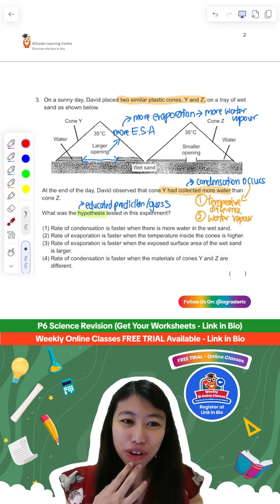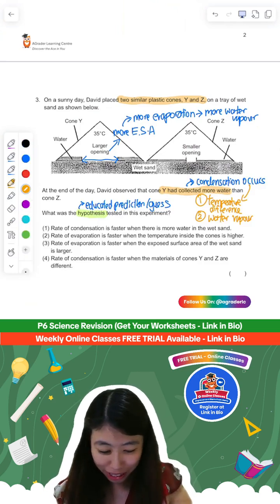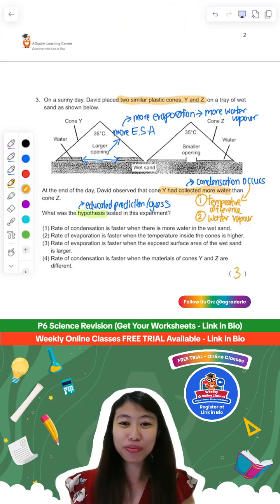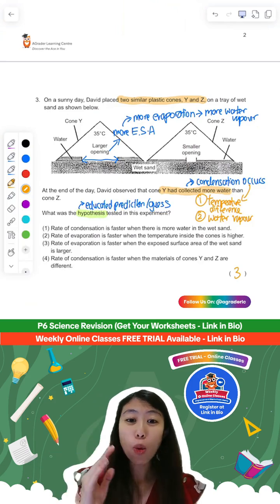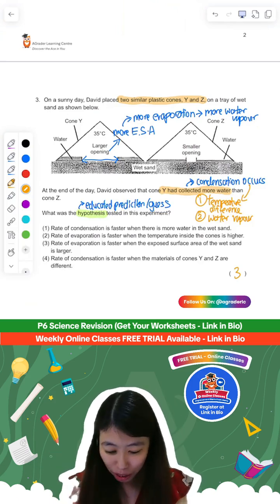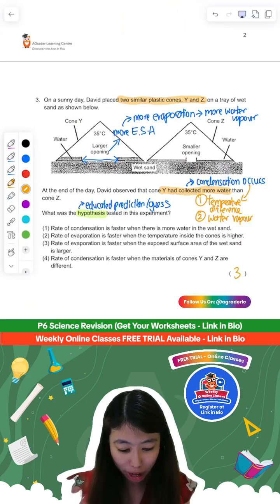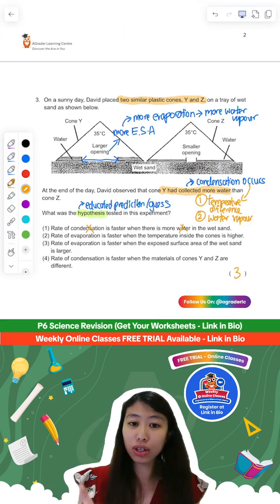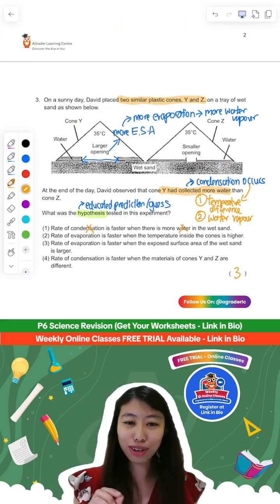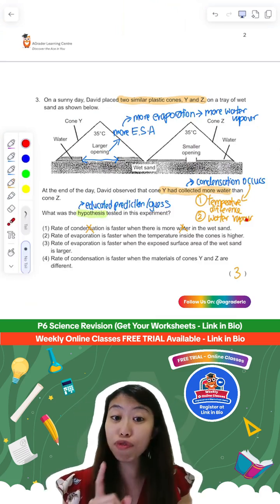Okay. The correct answer is three. Most of you got it correct. Okay, so everybody, let me quickly explain why it is three and why it is not the rest. So number one: the rate of condensation is faster when there's more water. Take note, condensation has nothing to do with water in the wet sand. The only things that affect condensation are temperature difference and water vapor.